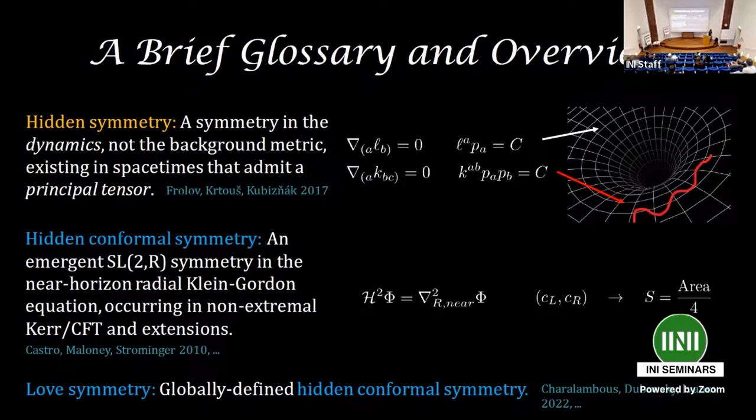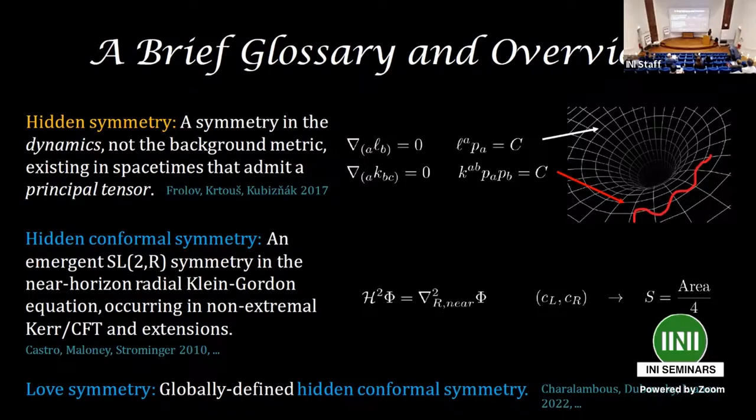There is another kind that's potentially related: hidden conformal symmetry. This does not depend on the existence of the so-called principal tensor that I'll be talking about later. This just means that there is an emergent SL(2,R) symmetry in the near horizon radial Klein-Gordon equation occurring in non-extremal Kerr/CFT and its extensions. So this means something very specific: an SL(2,R) symmetry in the near horizon dynamics. It's called hidden because you still have to look at the dynamics in order to see such a symmetry. All right, so these are the two hidden symmetries that we're going to explore.